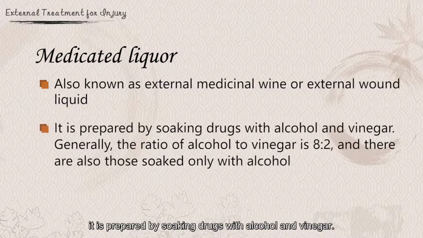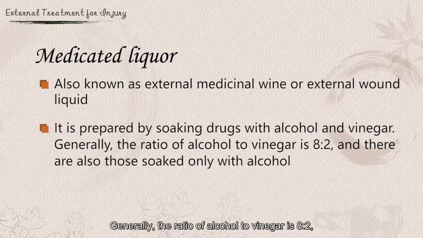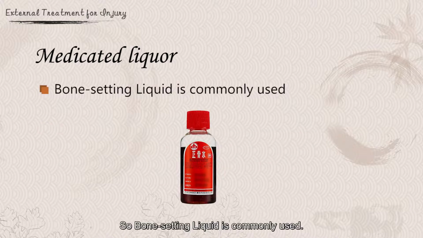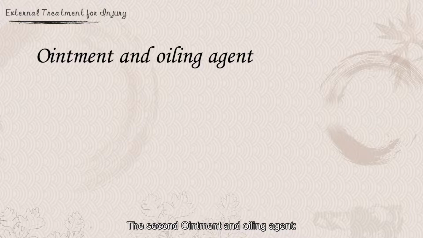It is prepared by soaking drugs with alcohol and vinegar. Generally, the ratio of alcohol to vinegar is 8:2, and there are also those soaked only with alcohol. The solubility of vinegar on the drug still needs further research. So, bone-set liquid is commonly used. The second, ointment and oiling agent.